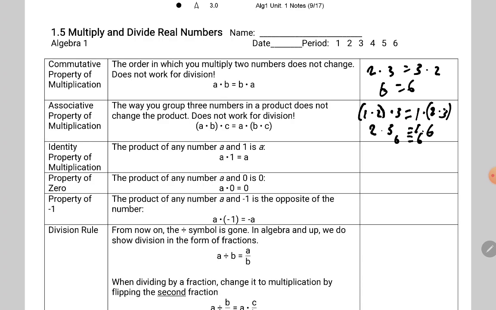The identity property: anything times 1 is itself. So 5 times 1 is 5, 7 times 1 is 7, 10 times 1 is 10, and so on. Property of 0: anything times 0 is 0.